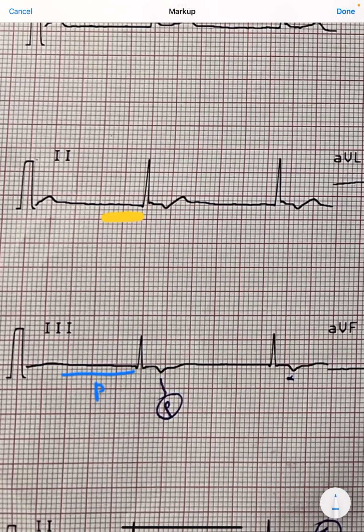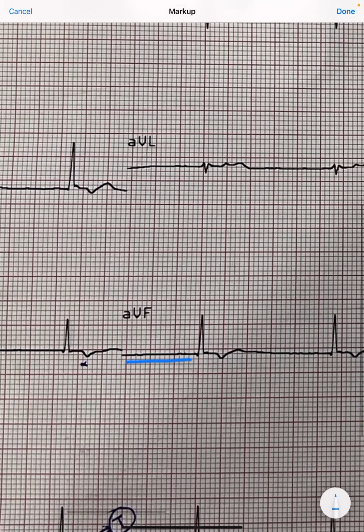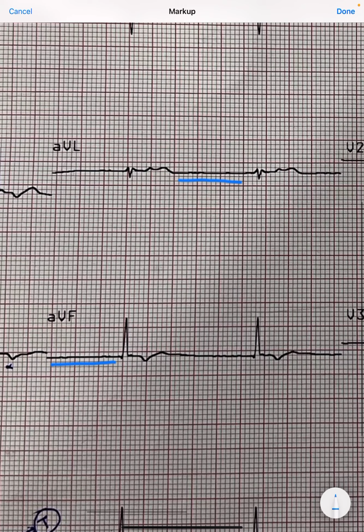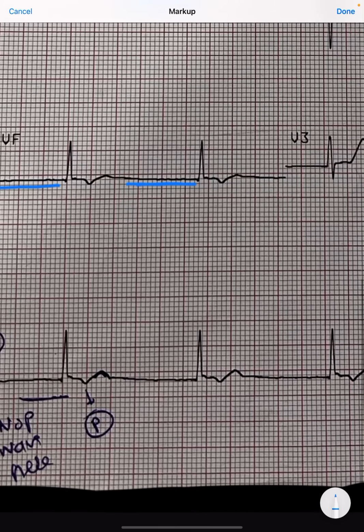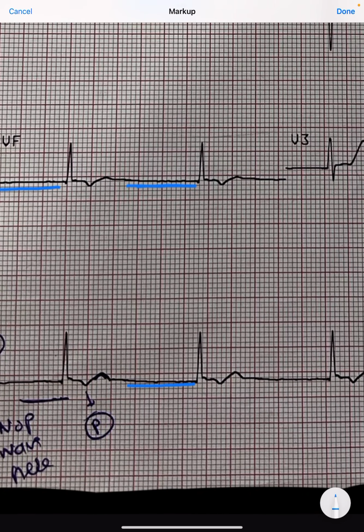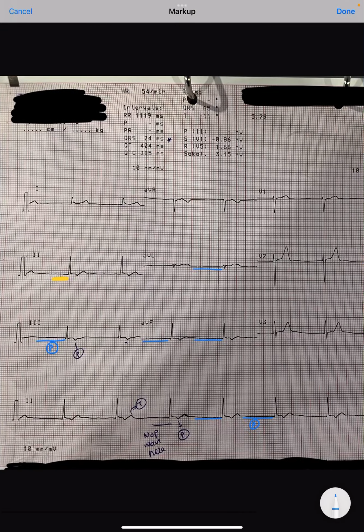The P wave is not at all there. Here also you cannot very clearly see a P wave. Here also the P wave is not there, which should appear before the QRS complex. So the P wave doesn't appear here, here, or here. It means there is no P wave.